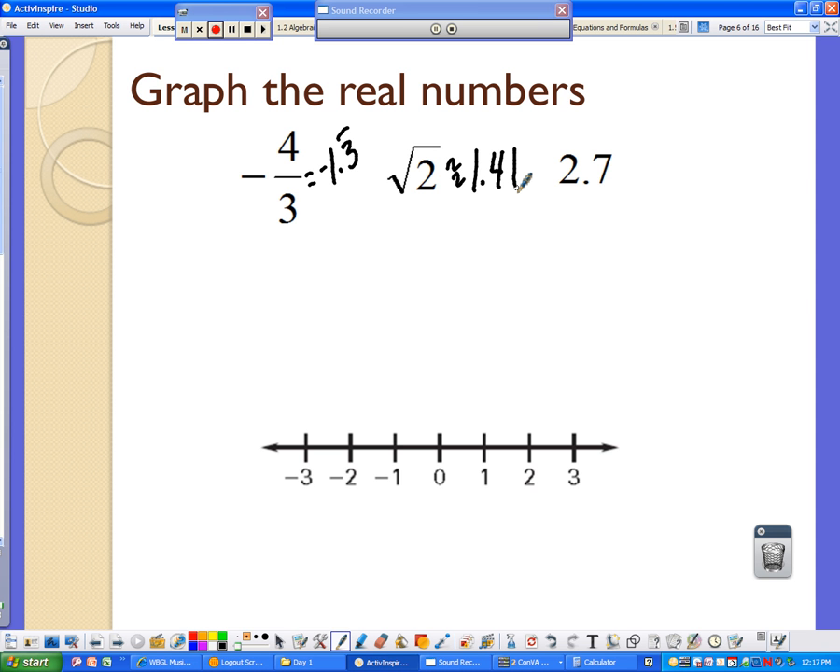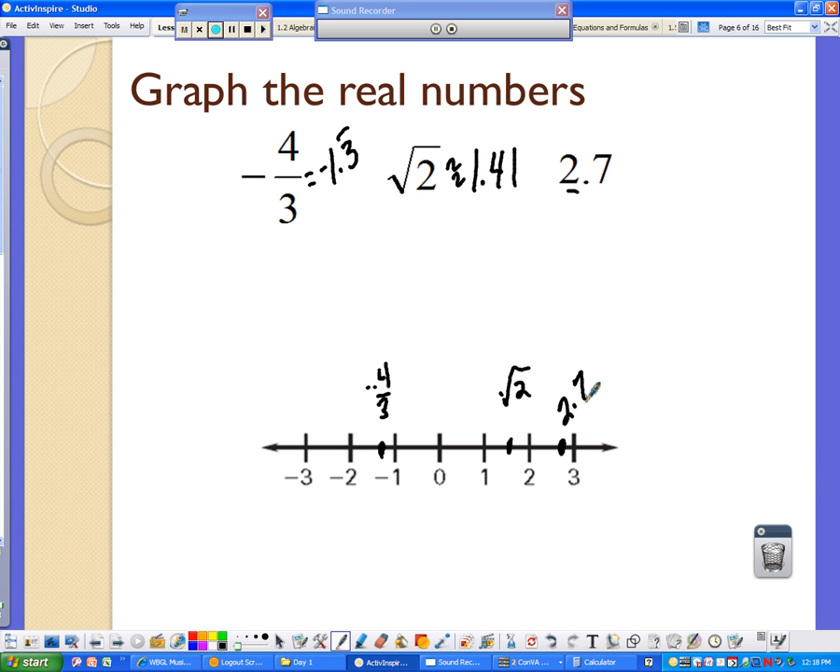So when we go to graph these, we're going to do negative 1 1/3. So between negative 1 and negative 2, and it's not quite a half. So there's negative 4/3. Square root of 2 is 1.41, so it's between 1 and 2, and it's almost halfway, so let's write that as the square root of 2, since that's the one we're working with. And then 2.7 is between 2 and 3, but it's not quite 3. So you go to 2, and all of these are the decimals in between, and it's not quite 3. So 2.7 would be almost a 3, but not quite.